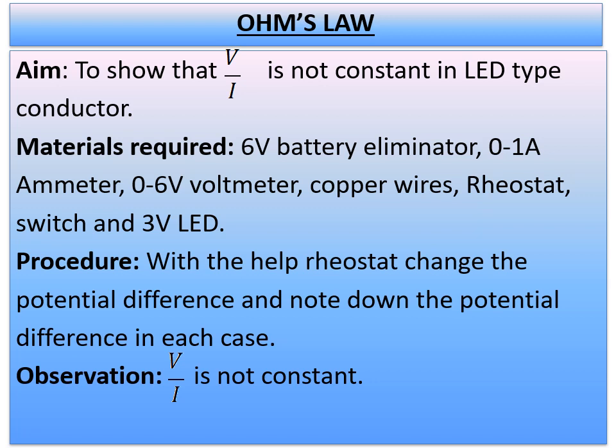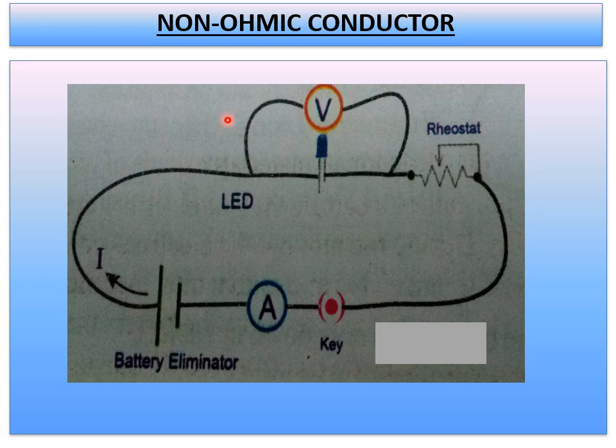And you have to note down the respective I and respective V in this case also, and find the V by I ratio. What you observe here is that V by I is not constant. Actually, we call it a non-ohmic conductor. Here, instead of a manganin coil, we have taken an LED. The same circuit arrangement, children: voltmeter, battery eliminator, ammeter, a key, and a rheostat.